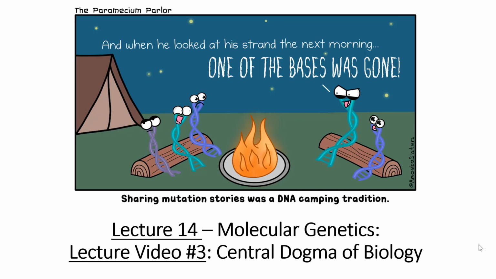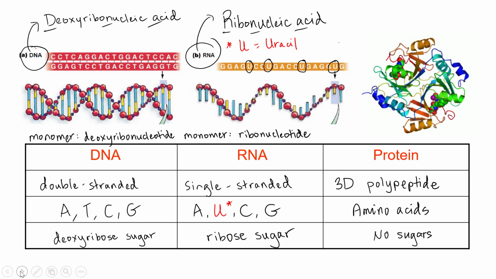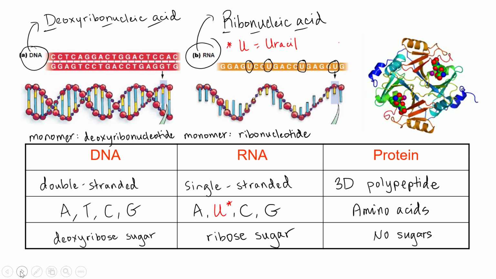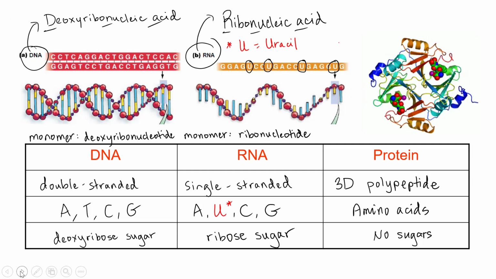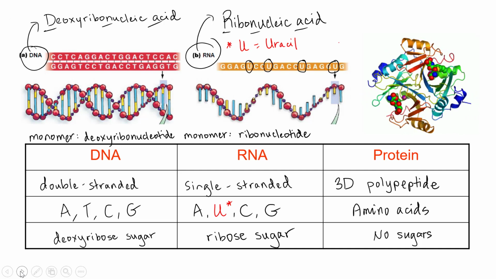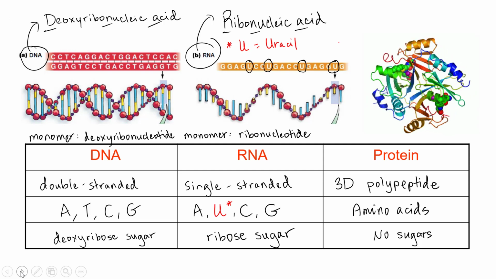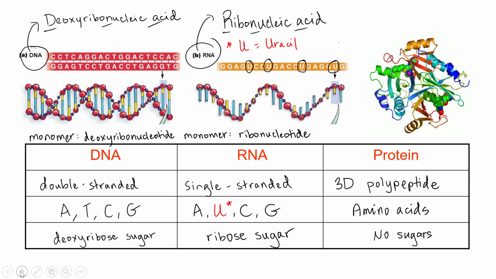Hey biology students, in this video we're going to discuss the central dogma of biology. In the last video we described the differences between DNA and RNA, both of which are nucleic acids, and compared that to protein being built of something completely different than DNA and RNA. Protein is in a different category of macromolecules, and of course proteins are what make up your phenotype.